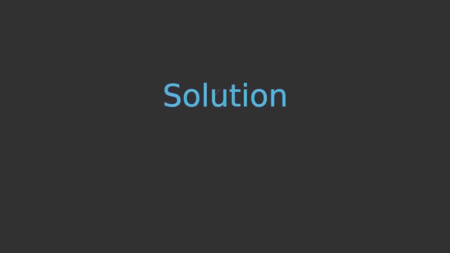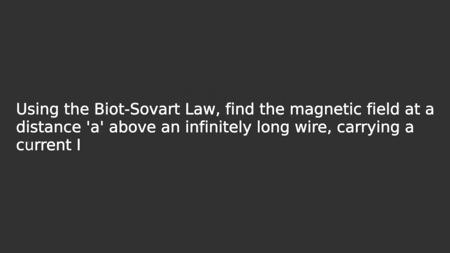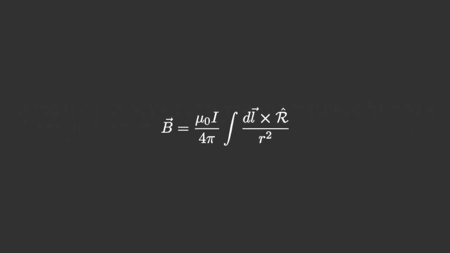Now that we have that long, extensive background covered, let's return to the question at hand, which is using the Biot-Savart law, find the magnetic field at a distance a above an infinitely long wire carrying a current I. As a reminder, here is the Biot-Savart law. And I want to start by defining different components of this equation. Here highlighted are the constants. And within these constants, we have the constant I, which represents the current running through our wire.